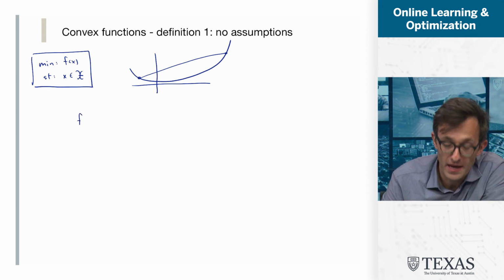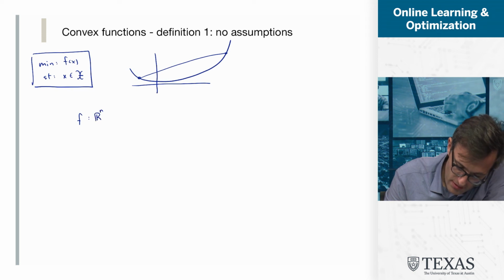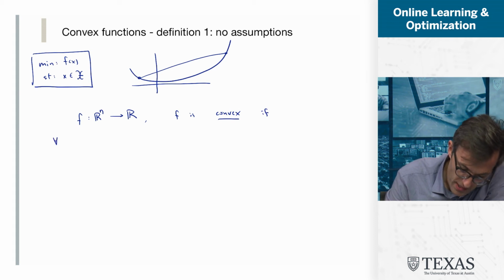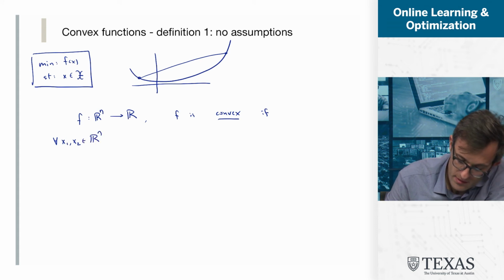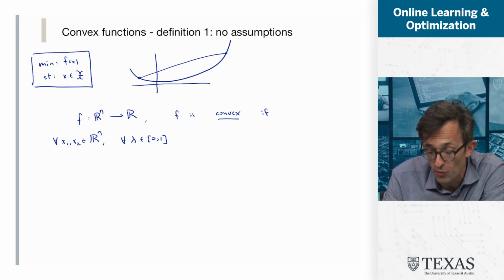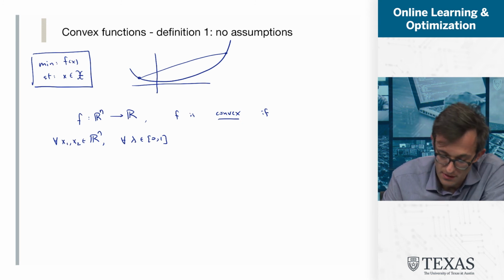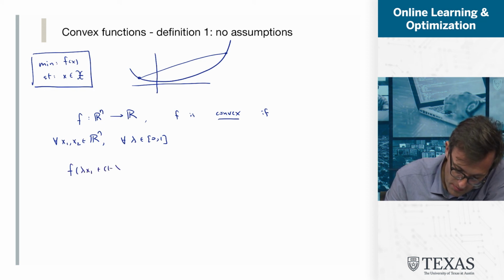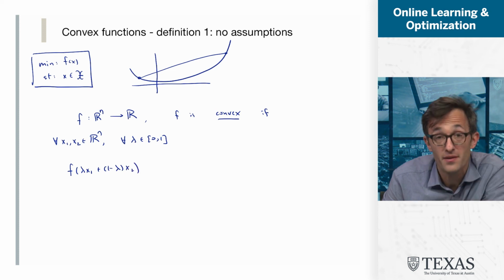If f is a function of n variables, sometimes I'll write this as f maps Rn to R, then f is called convex if for any point x1 and x2 in Rn, for any lambda in [0, 1], remember this is our way to define the line segment between 2 points, then f of lambda x1 plus 1 minus lambda x2, let's identify this in the picture.